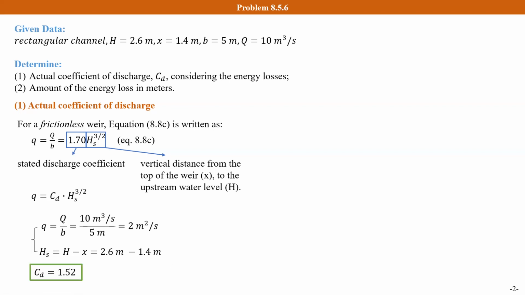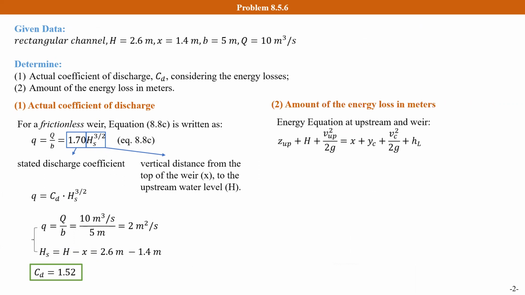Then we can get the actual coefficient of discharge, C sub d, equals 1.52. Then we can calculate the amount of energy loss by applying the energy equation at the upstream and the weir. At the upstream, the total energy equals the elevation of the channel plus the water depth at upstream plus the velocity head. It should equal the height of the weir plus the critical depth, which is also the water depth on the top of the weir, plus the velocity head and the head loss.